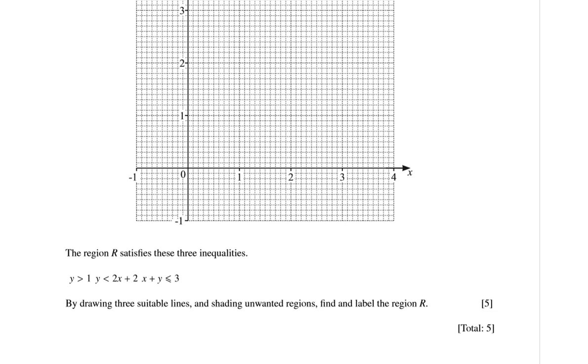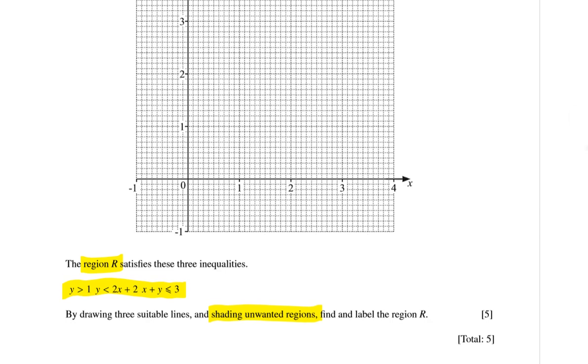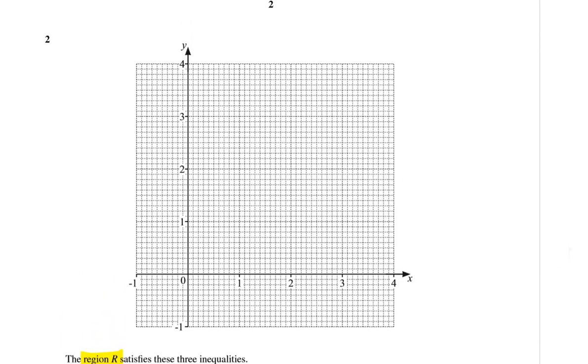Next question. Region R satisfies these inequalities. Now this is an important thing: whether you have to shade the unwanted region or the wanted region. So region R is defined by these three inequalities, but we have to shade the unwanted region. First of all, let's identify the region, then we will go for the shading.